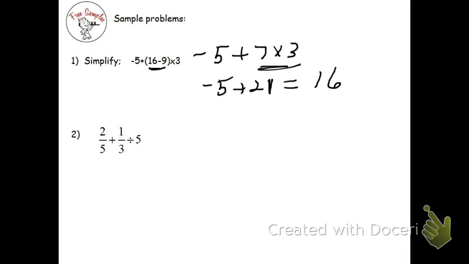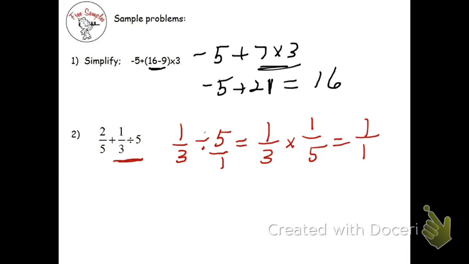Second one, here again we have the order of operations coming into play, and we also have fractions. So we will start with the second part here, dividing 1/3 by 5. So remember, when you're working with fractions, I've got 1/3 divided by 5, which we rewrite as a multiplication problem, and we take the reciprocal of the number we're dividing by. So that's going to be 1/3 times 1/5, and so that's 1/15.